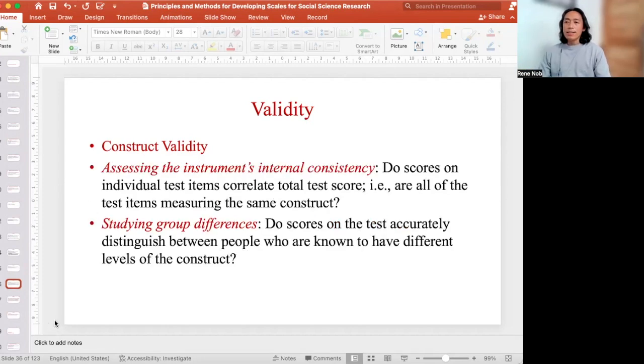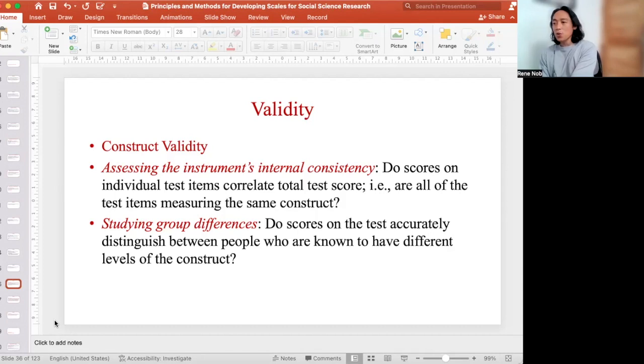A while ago, I said that an instrument can be reliable but not valid, but we cannot say the reverse of that to be true. We cannot say that an instrument is valid but not reliable. The moment that the instrument is unreliable, it has low internal consistency, automatically that becomes an invalid scale. So that is a number one requirement for construct validity, that there is high internal consistency.